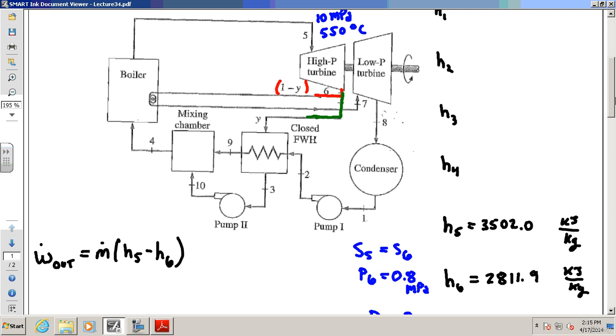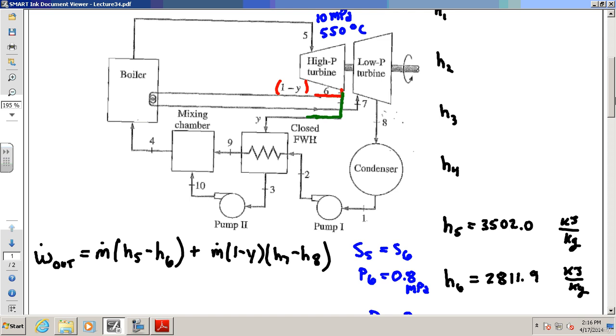What about the low pressure turbine? M dot times what? 1 minus y, yes. In the low pressure turbine, you have to write m dot times 1 minus y, because not all the m dot is going to the low pressure turbine. Only the fraction 1 minus y is going to the low pressure turbine. Now, what do I multiply this by? H7 minus H8. Great. See, this makes things simple.